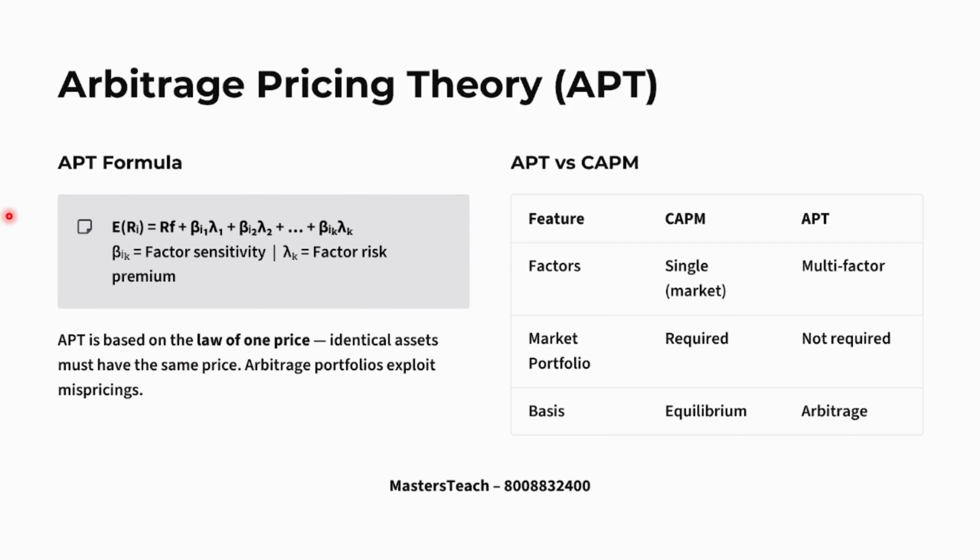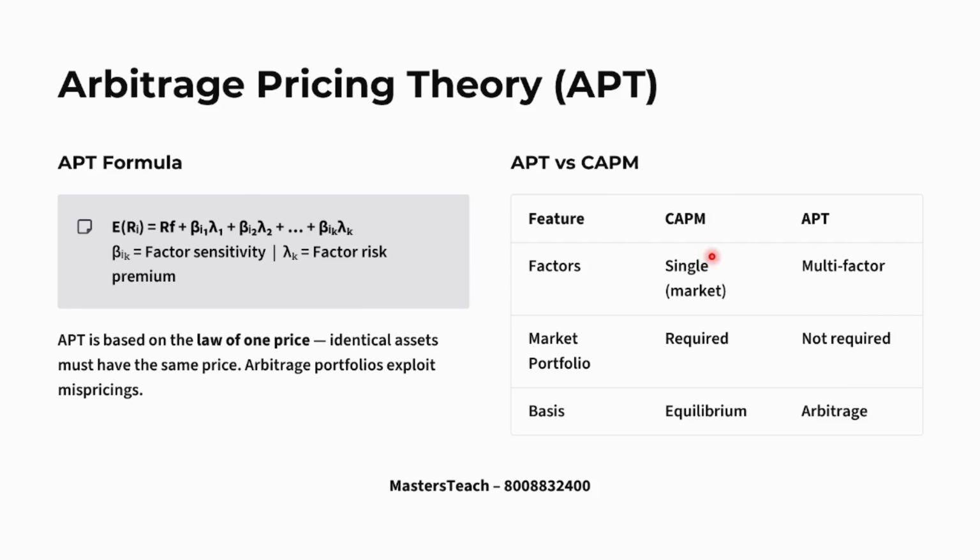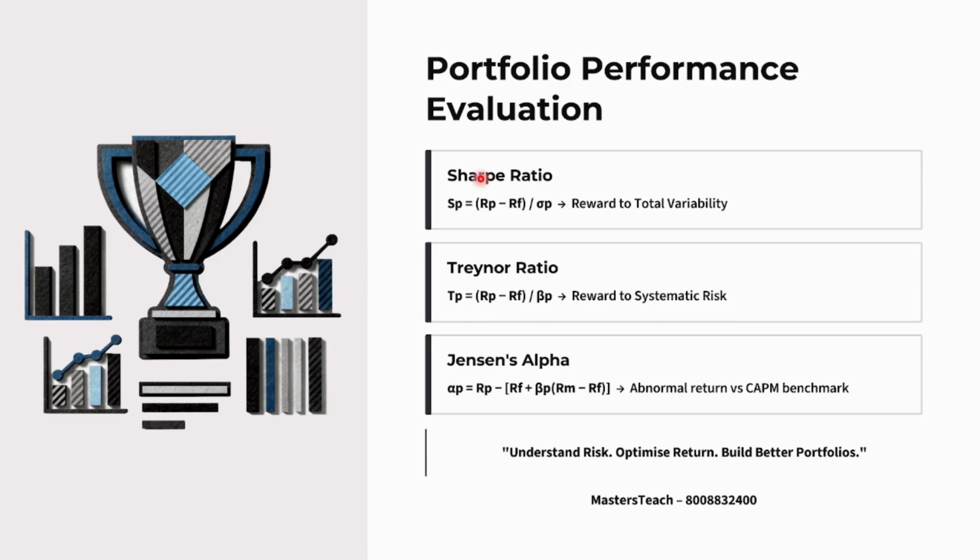Okay, then arbitrage pricing theory. Arbitrage means future, what is going to happen. So this is a capital market theory, APT. Factors: single for market, multi-factor for APT. Market portfolio: required, not required. Basis: equilibrium, arbitrage. APT is based on the law of one price: identical assets must have the same price. Arbitrage portfolios exploit mispricing. Okay, portfolio performance evaluation.